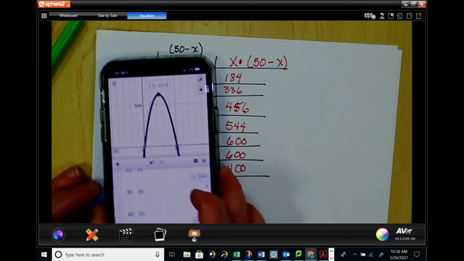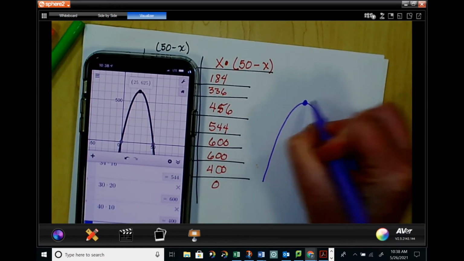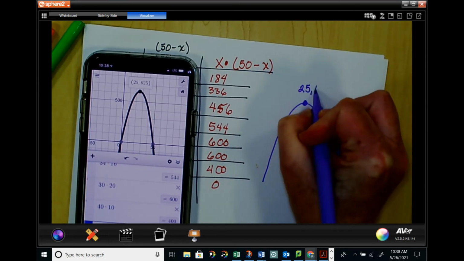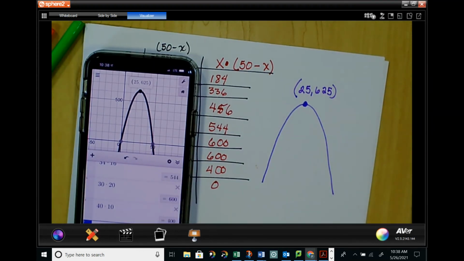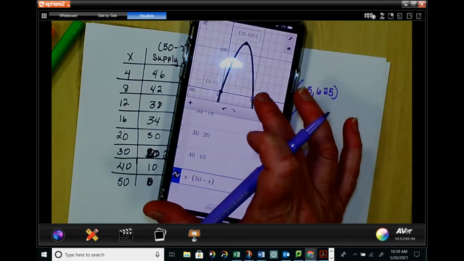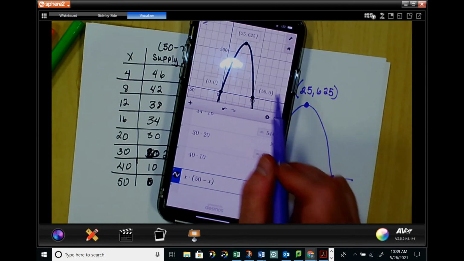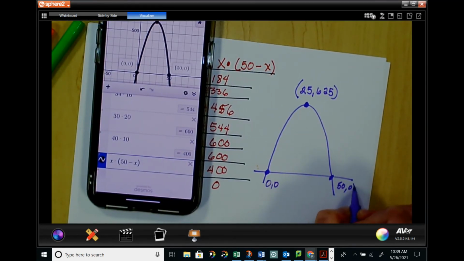So if I just make a sketch. The whole thing is you are not doing this without your friend Desmos. So here's my nice little sketch. That right there, 25, 625. And I used my friend Desmos. And then where it hits right here, I always like to have these special numbers, and those are 0, 0, and 50, 0. Those special numbers are called your x-intercepts or your roots, and we'll study that in your next lesson.